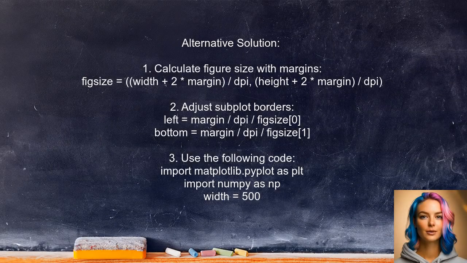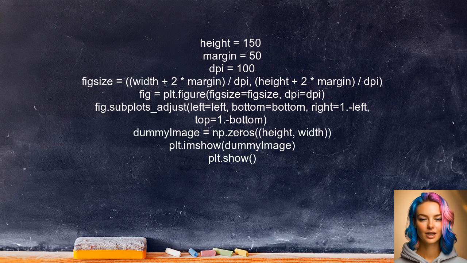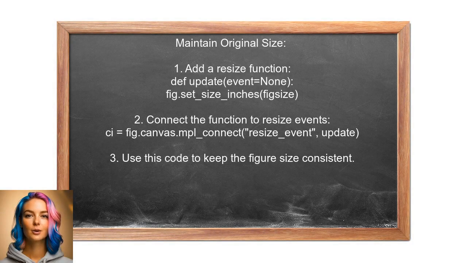An alternative solution involves calculating the figure size and margins manually. For example, if you want a 50-pixel margin and have a DPI of 100, you can set the figure size accordingly. You also need to adjust the subplot borders to accommodate the margins. To maintain the original figure size during resizing, you can add a function that resets the figure size whenever a resize event occurs. This ensures that your image remains displayed correctly.